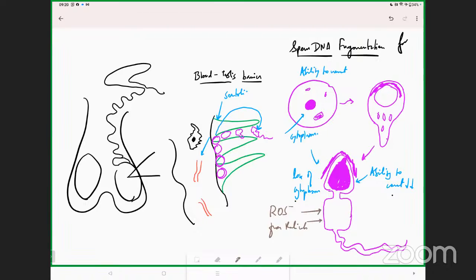And because it has no corrective mechanism, God has designed abundance. That is why we produce so many sperms, so that some of them are going to be healthy, because quite a lot of them cannot cope with the reactive oxygen species and all these things. So produce these in abundance.